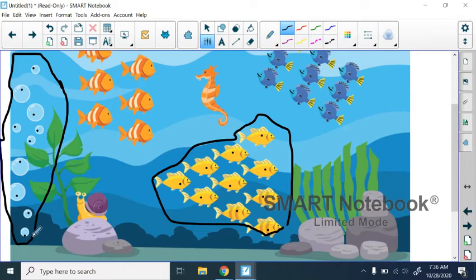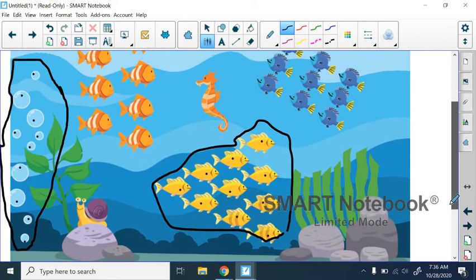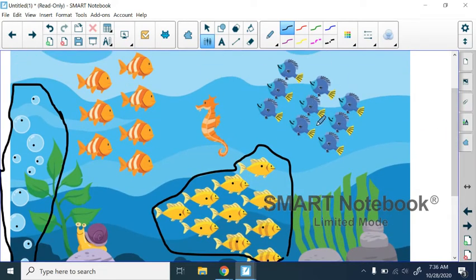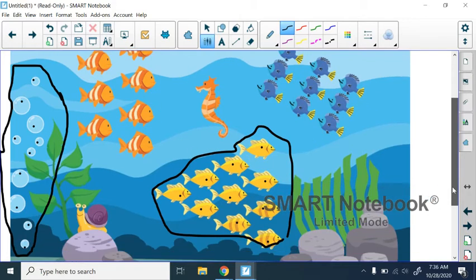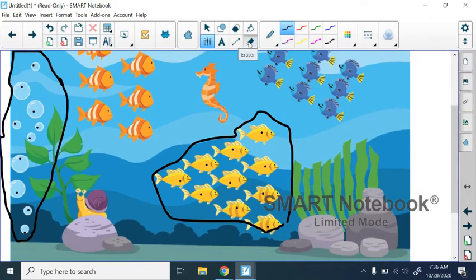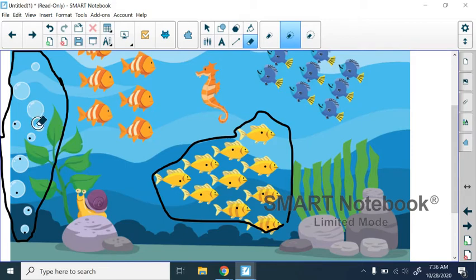Did you also talk about how some of the groups have the same type of object? Like the yellow fish and the blue fish up here and the orange fish? All of these groups are groups of fish. Boys and girls, did you also notice how some groups on this page have even smaller groups inside of them? Let's take a look at the bubbles. Do you notice some smaller groups inside this group of bubbles?